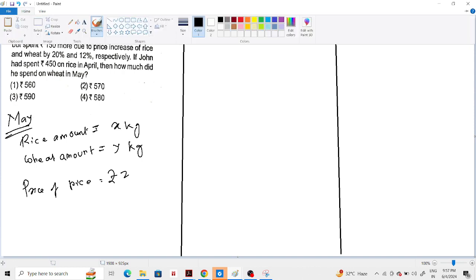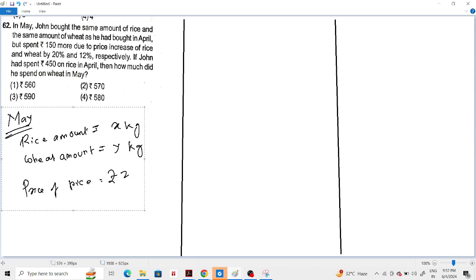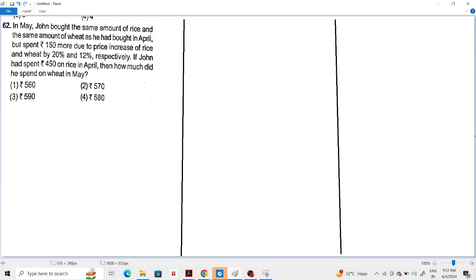In May, so first of all I have to take April. I have to take April first. স্যার বুঝবো কি করে যে কোনটা দিয়ে শুরু করতে হবে? দেখো, in May John bought the same amount of rice that he has bought in April. মানে আগে কোনটা হয়েছে, আগে কোনটা মাস আছে, এপ্রিল, তাই তো? হ্যাঁ পরে মে, তাহলে এপ্রিলটাকে আমি ইনিশিয়াল ধরি, ঠিক আছে?